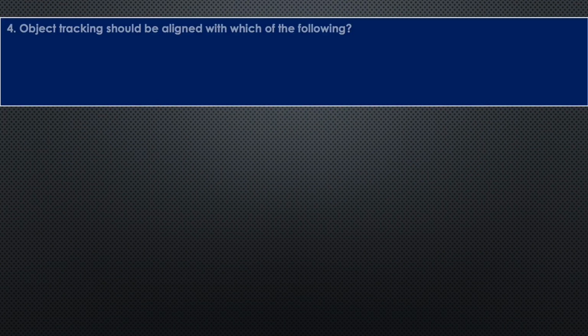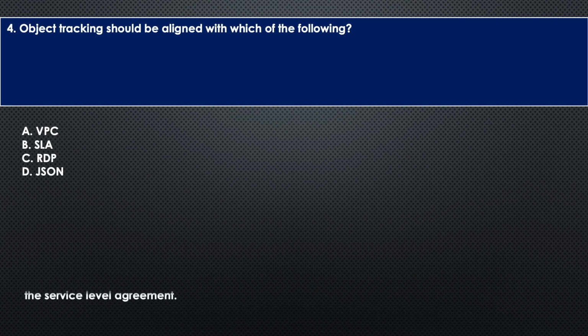4. Object tracking should be aligned with which of the following? A. VPC. B. SLA. C. CRD. D. JSON. Answers: B. Tracking object performance data should match with the guaranteed levels outlined in the service level agreement.